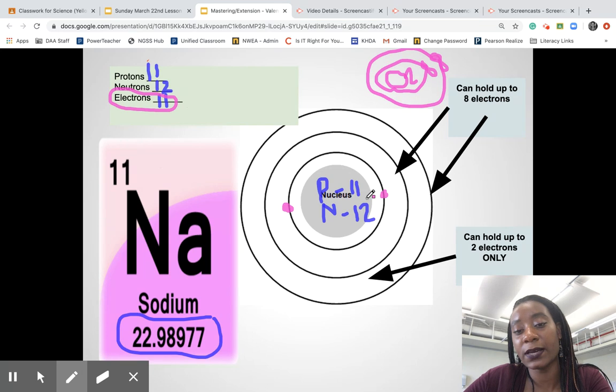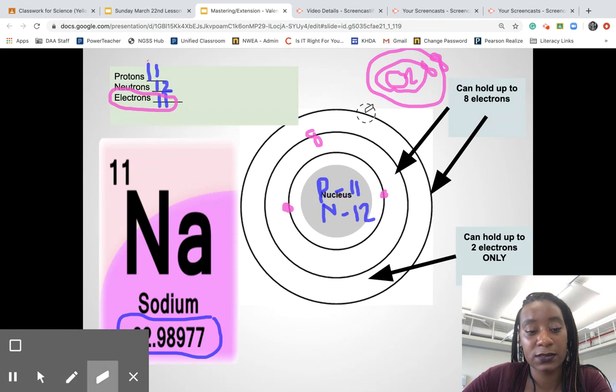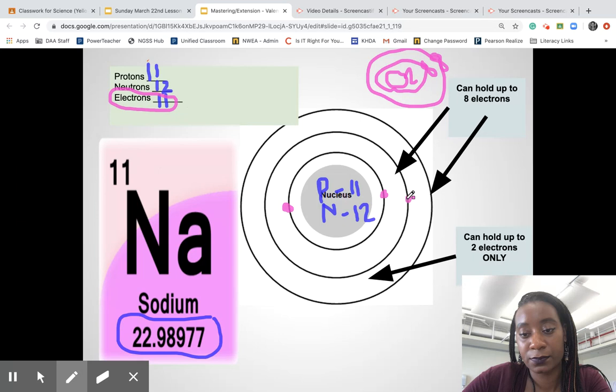So then we're going to put our remaining electrons in the other energy levels. But remember, this second energy level can only hold up to 8. So we'll put 1 here. 2, 3, 4, 5, 6, 7, and 8. All right. And so if we count the total number of electrons, we currently have 10.